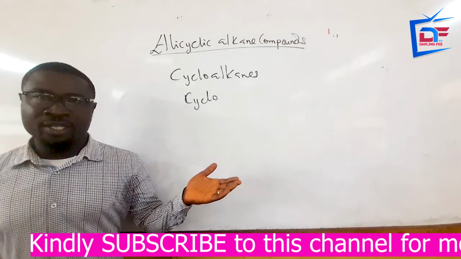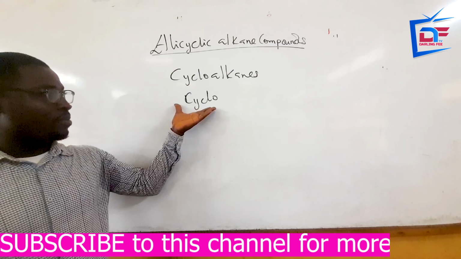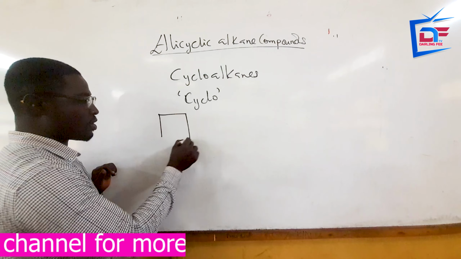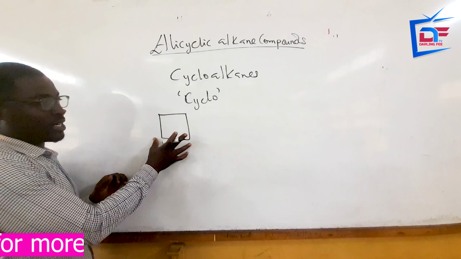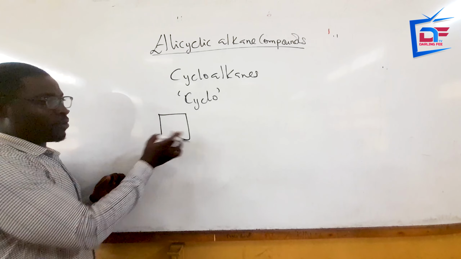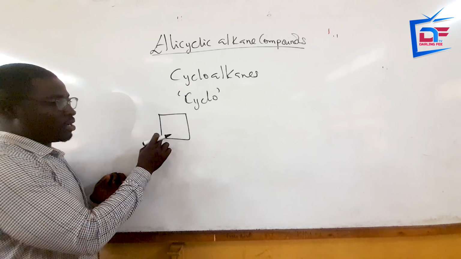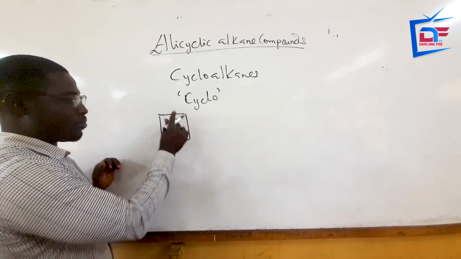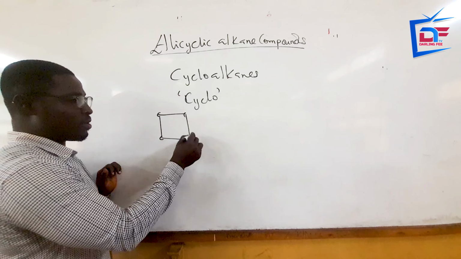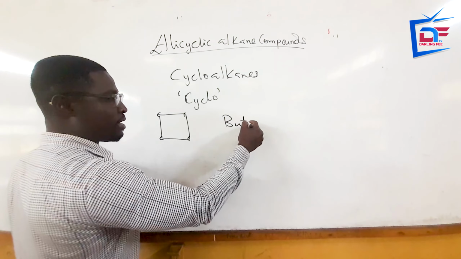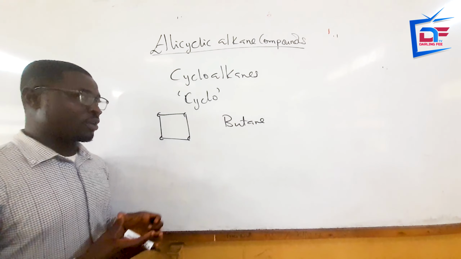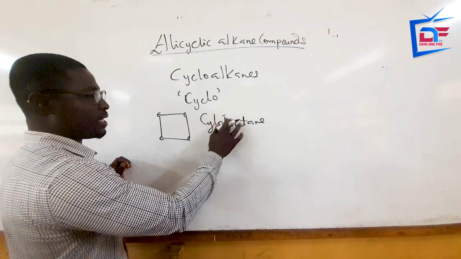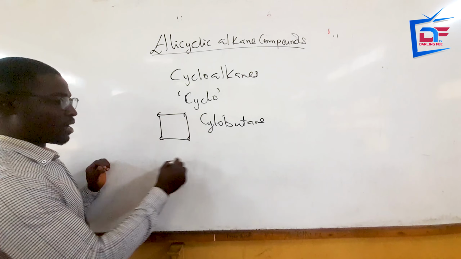Depending on the structure that you have been given, we can go with the prefix cyclo. A typical example is what we have here. This structure is giving us 4 carbon atoms. So we have 1, 2, 3, 4. So 4 carbon atoms will give us butane. But because it is a closed ring, we use the prefix cyclo. So that is cyclobutane. Cyclobutane.